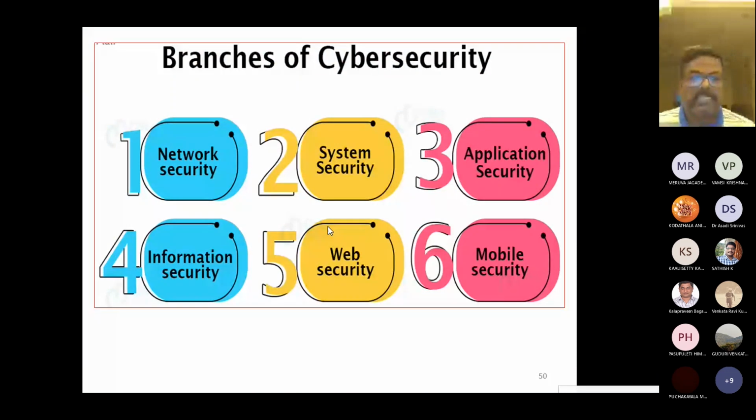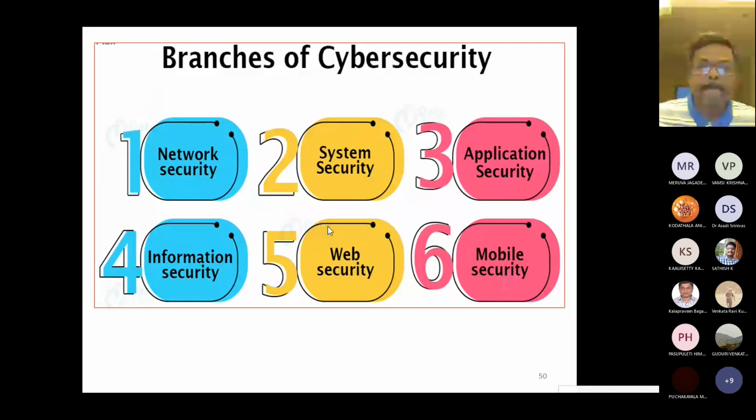Then these are the branches of cyber security. I think cyber security is a way of protecting computers, networks, servers, and data centers from the attacks of cyber criminals, attackers, or hackers. So these six branches are very important in cyber security: network security, system security, application security, information security, web security, and mobile security.